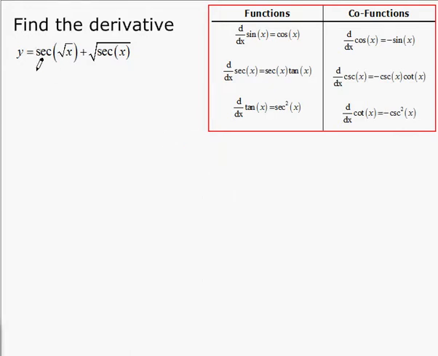Another example here of finding the derivative of trigonometric functions. Here y equals secant root x plus the root of secant x. So in this example, we're demonstrating the difference of the root of the argument or the root of the entire function, the trigonometric function. So to take the derivative, we should actually begin by rewriting using half to represent the roots.